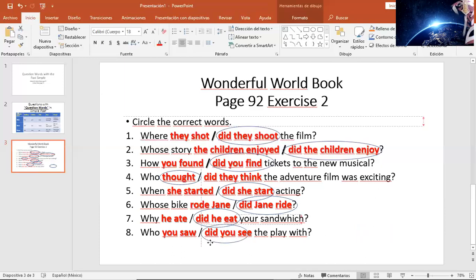Okay. Now let's compare number eight with number four. In number eight, we have who and we. Number four, we have who, but we don't have we. So in this case, for number four, we don't have a subject. We're asking for the subject, okay? So this is why we use thought. We cannot use did because we don't have a subject, okay? But number eight, we have a subject because we have who and we. So it's who did you see the play with, okay? ¿Con quién viste la obra de teatro?